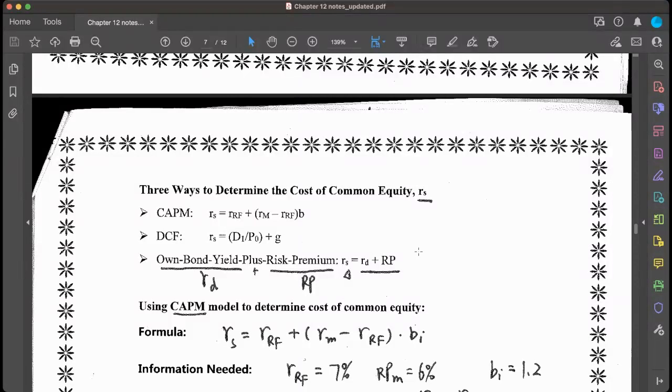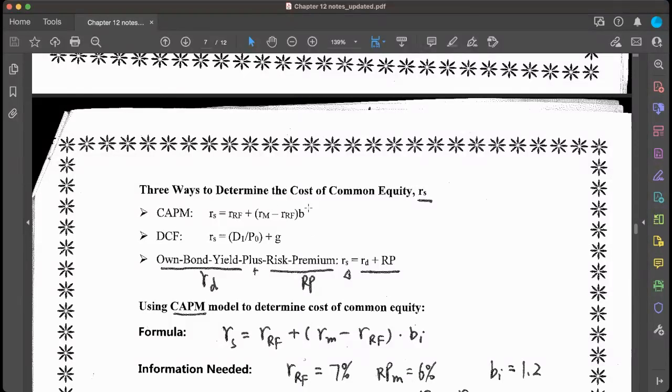Today we're going to add a new third method, which is the own bond yield plus risk premium method. We can use the cost of debt or bond yield for the same firm plus a risk premium to get RS, the stock return. So RS equals RD, the bond return, plus a risk premium. This premium is just the gap between stock return and bond return for a firm. It's different from the market risk premium we learned for the capital asset pricing model.